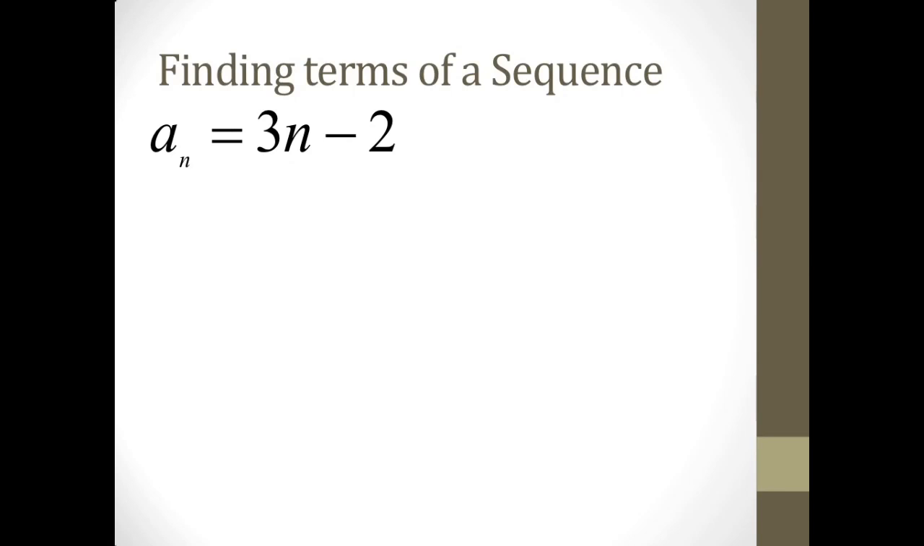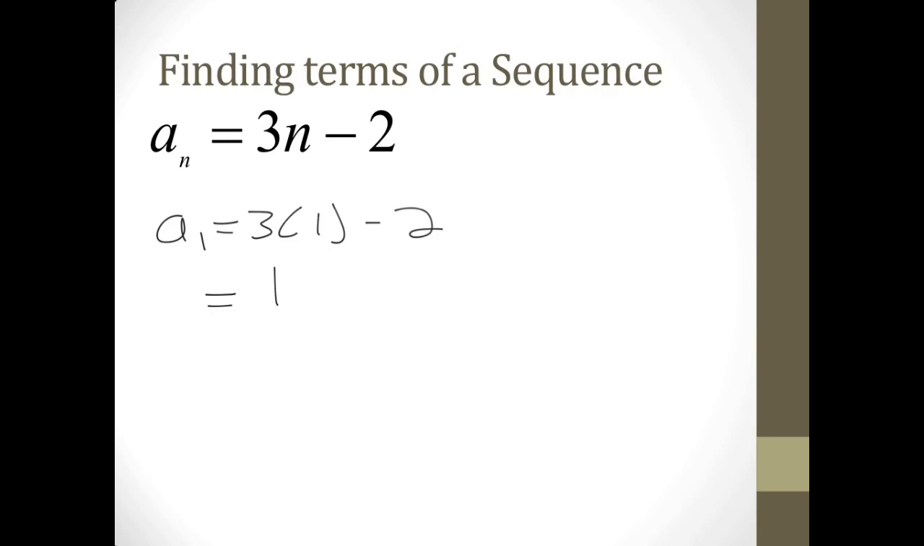If I wanted to find the first term, then I would plug in a sub 1 is equal to 3 times 1 minus 2. Again, a sub 1 denotes I'm looking for the first term. Since it's first in our sequence, I plug in a 1 for n. And when I simplify, I get that my first term is equal to 1.